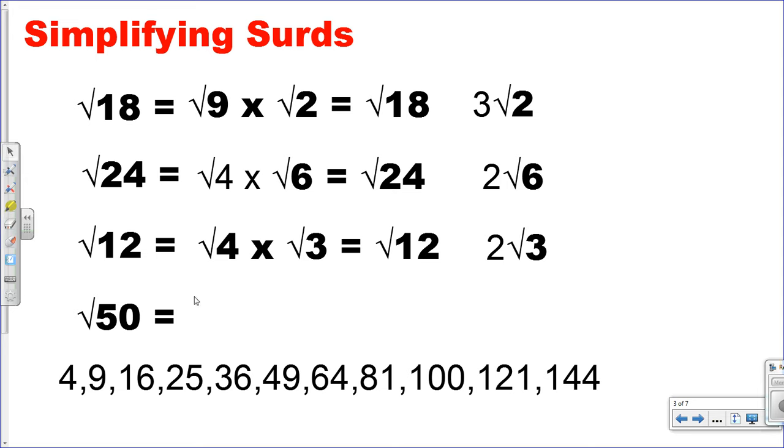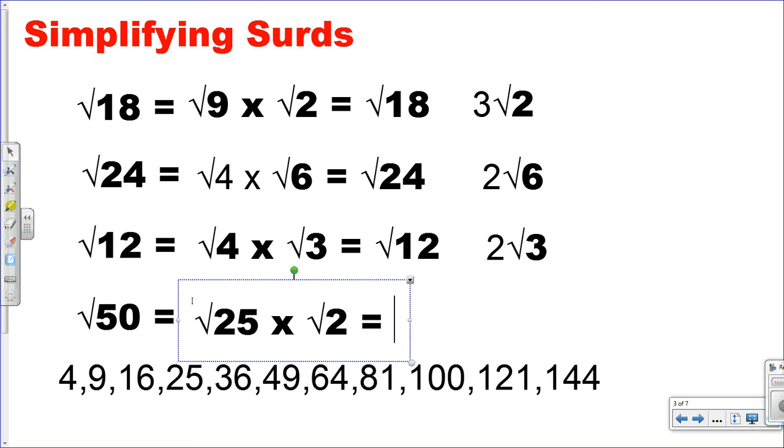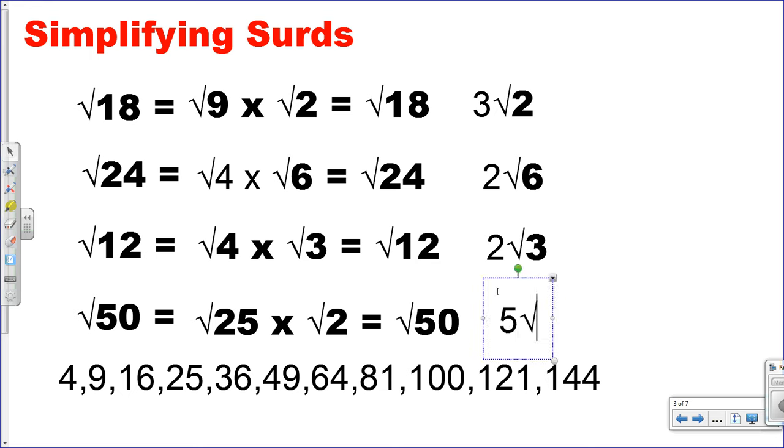Square root 50. Sorry, I was giving the answer away there completely. So square root of 50, the lowest square number that goes into 50 is 25. So square root 25 times square root 2, and that would give you the answer of square root 50. Do I know what the answer of square root 25 is? Yes, I do. The answer is 5. Do I know the answer of square root 2? No, so I'm just going to put square root 2. So all these here are simplified versions of surds.